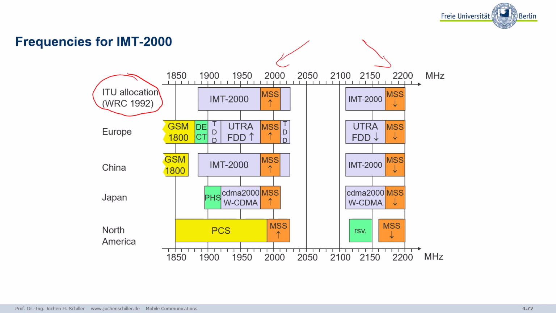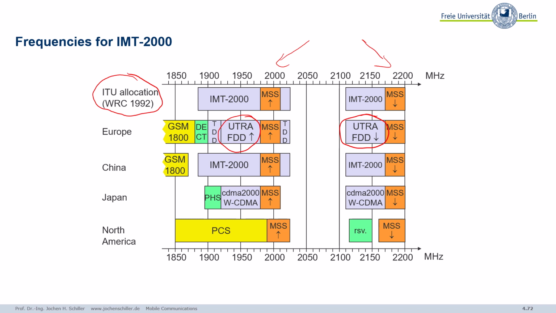And then Europe decided, okay, we will have a part of the spectrum for TDD, time division duplex, and a part of the spectrum, a paired band for FDD. So this is our paired band in Europe. China had basically the whole spectrum still available. In Japan, it looked a bit different. We had the PHS system, the personal handy phone system.